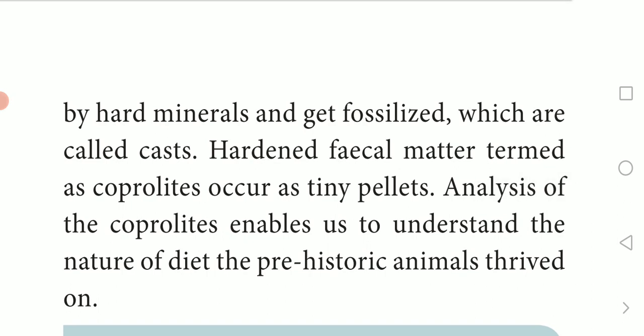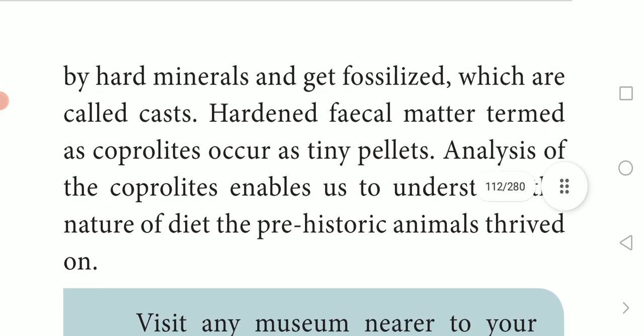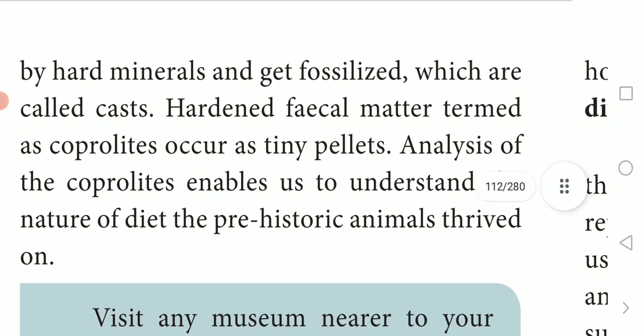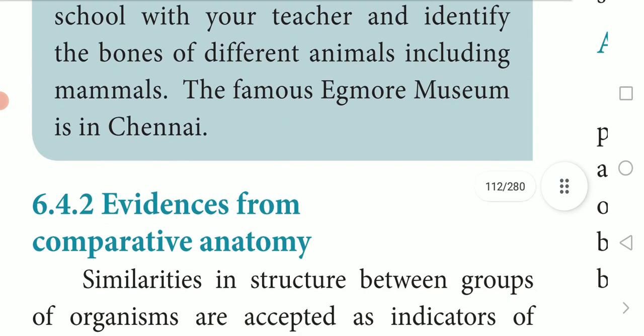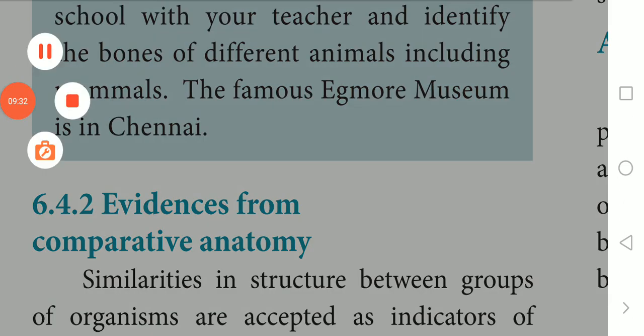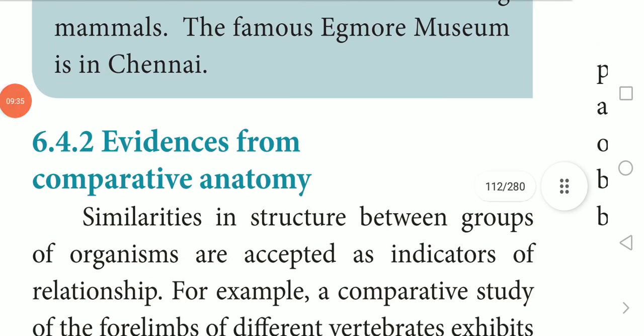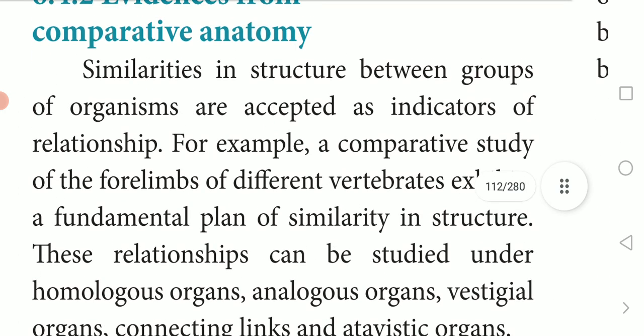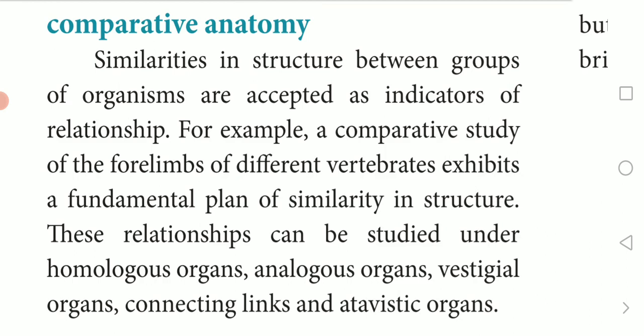The cavities of the molds may get filled up with dust particles and hard minerals and get fossilized, which are called casts. Hardened fecal matter, termed coprolites, occurs as tiny pellets. Analysis of coprolites enables us to understand the nature of the diet of prehistoric animals. So that's all about the evidences of biological evolution.